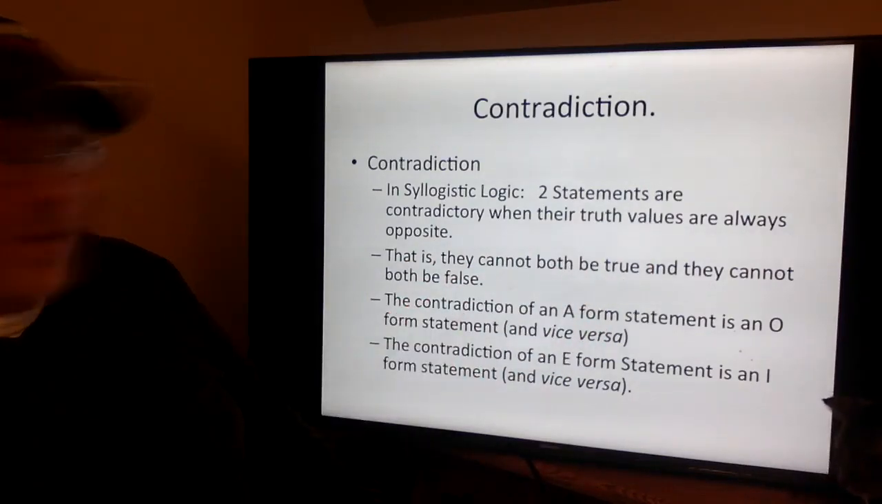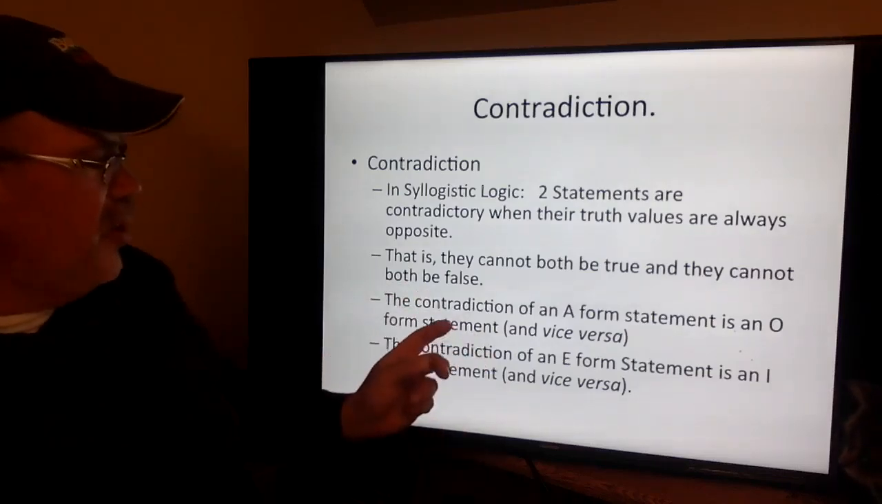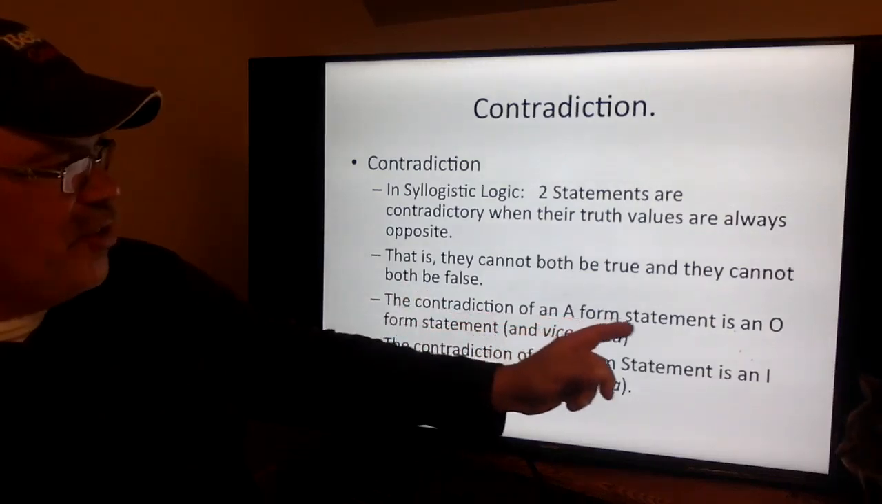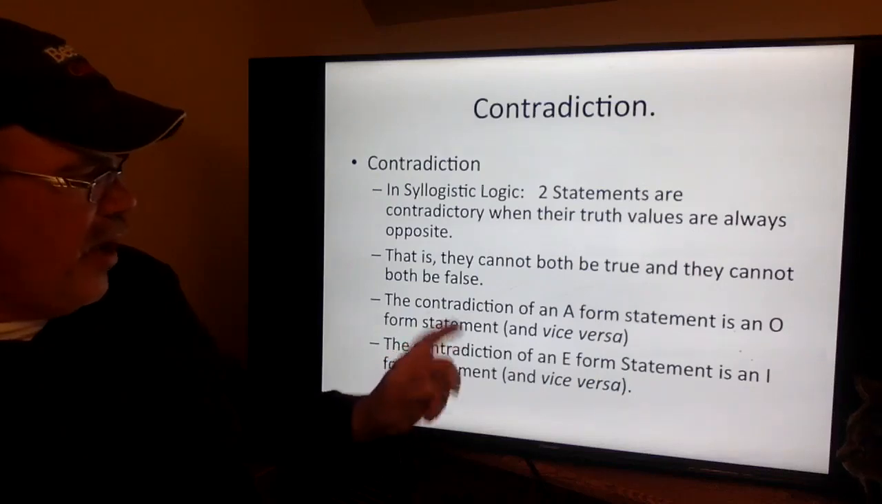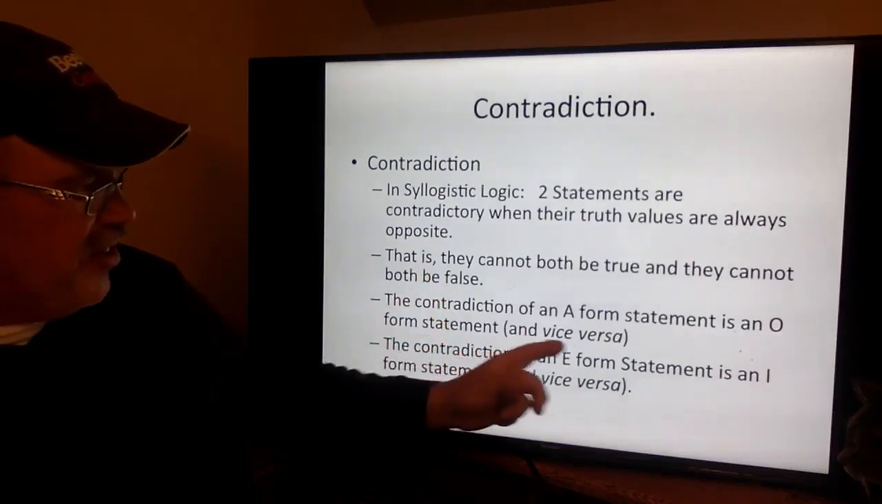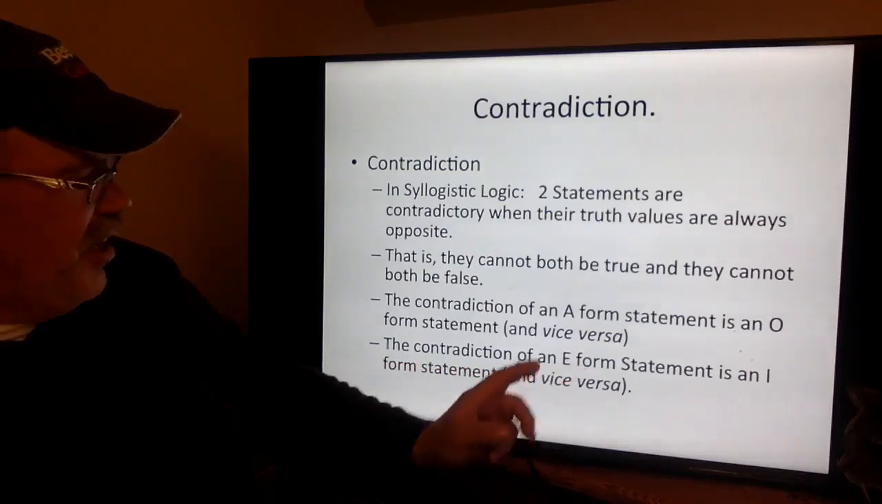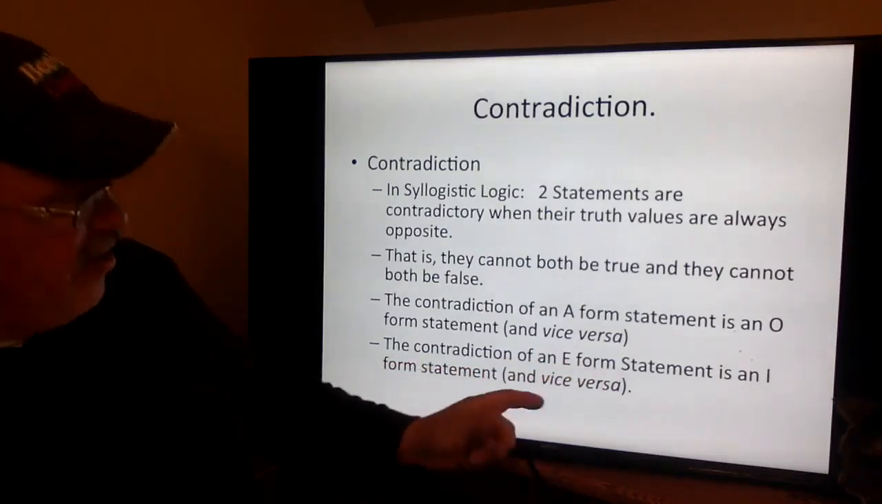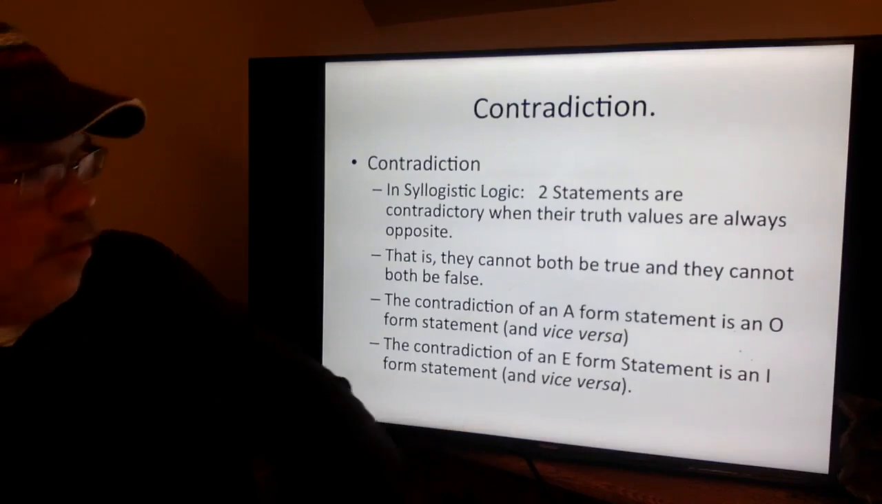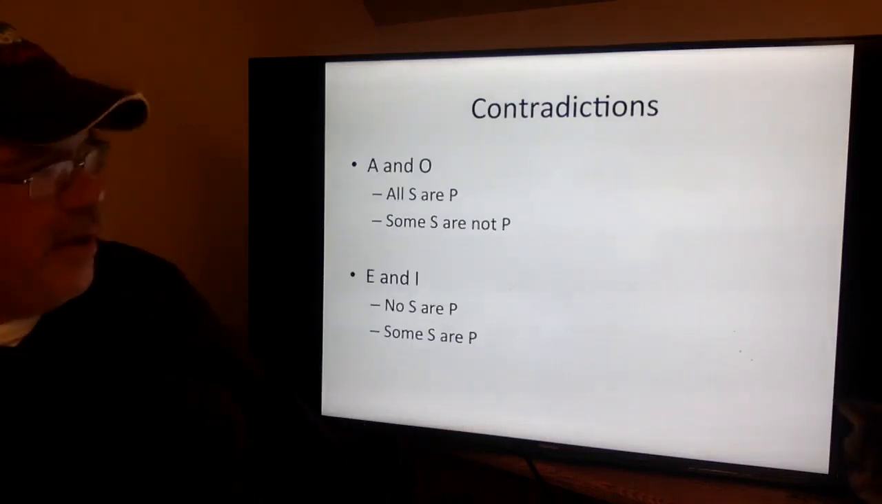And then, since we have names for the statements, the contradiction of an A form statement is an O form, and the same in reverse. That's what vice versa means. And the contradiction of an E form statement is an I, and in reverse. So I think we have some examples cooked up here.